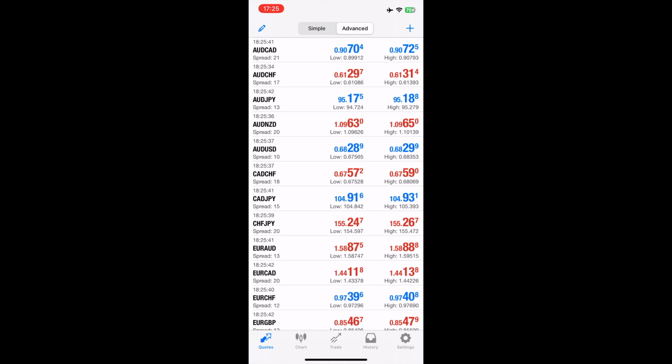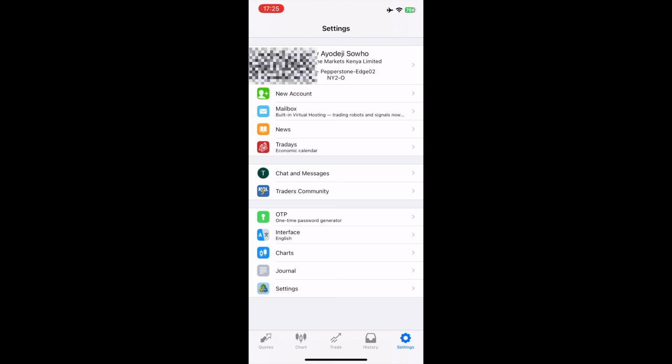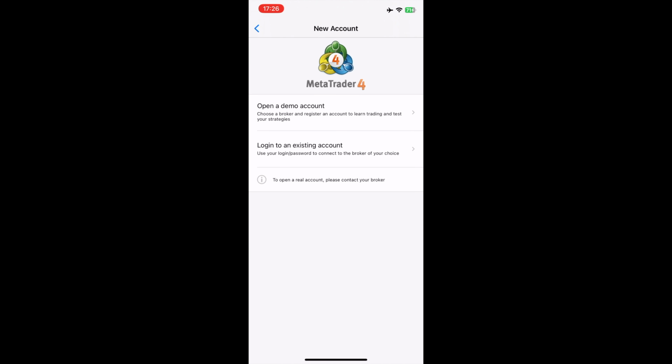And then you head over to the MetaTrader 4, and you come to settings. You can see we have the quotes, we have the charts, we have the trade, we have history, and we have settings. So you come to settings here. This is my Prosperity real account, right? I'm going to click on new account because I want to add the Prosperity demo account now. You can see open a demo account or log into an existing account. So you're going to click log into an existing account.